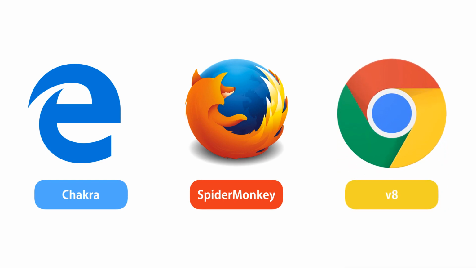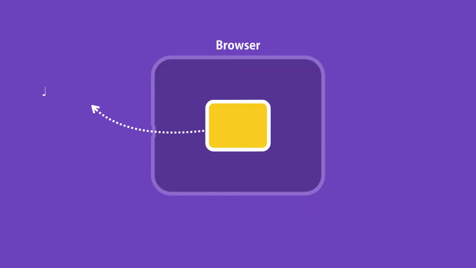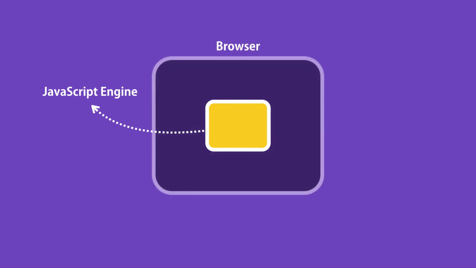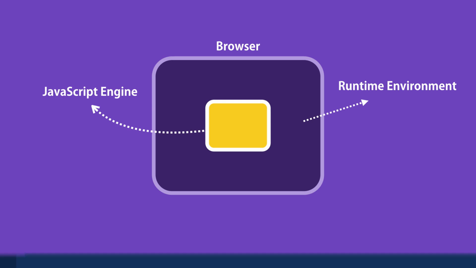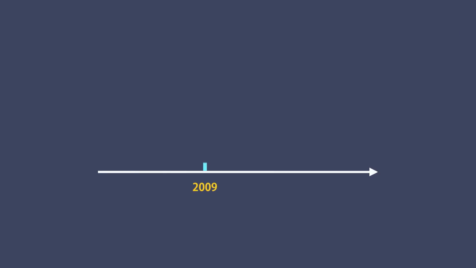And it's because of these varieties of engines that sometimes JavaScript code can behave differently in one browser or another. Now, a browser provides a runtime environment for JavaScript code. For example, you probably know that in browsers, we have the window or the document object. These objects allow us to work with the environment in which our code is running. Now, up to 2009, the only way to execute JavaScript code was inside of a browser.